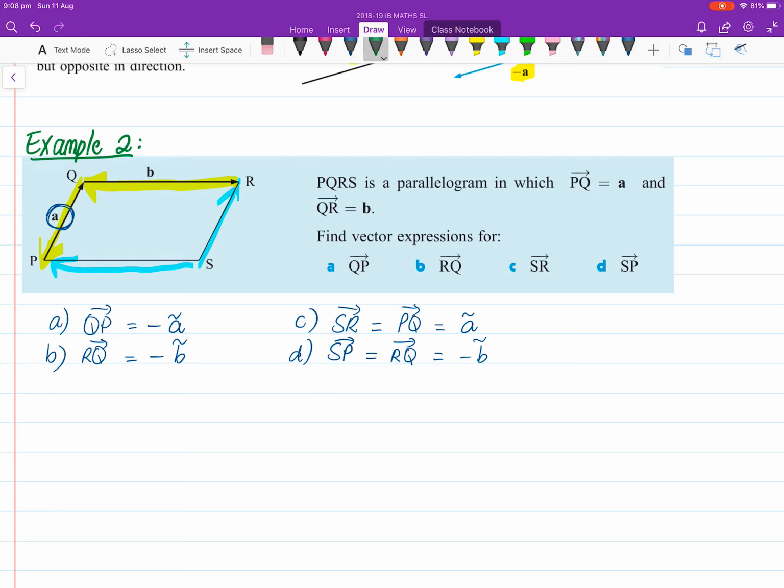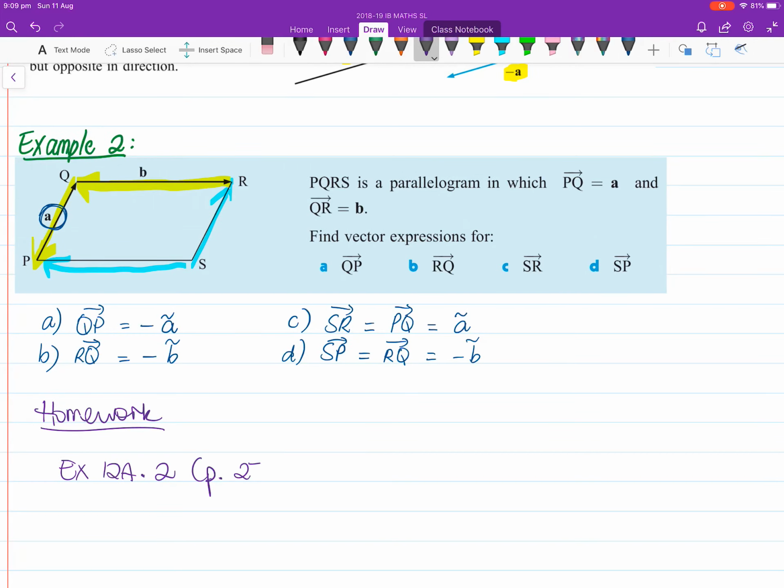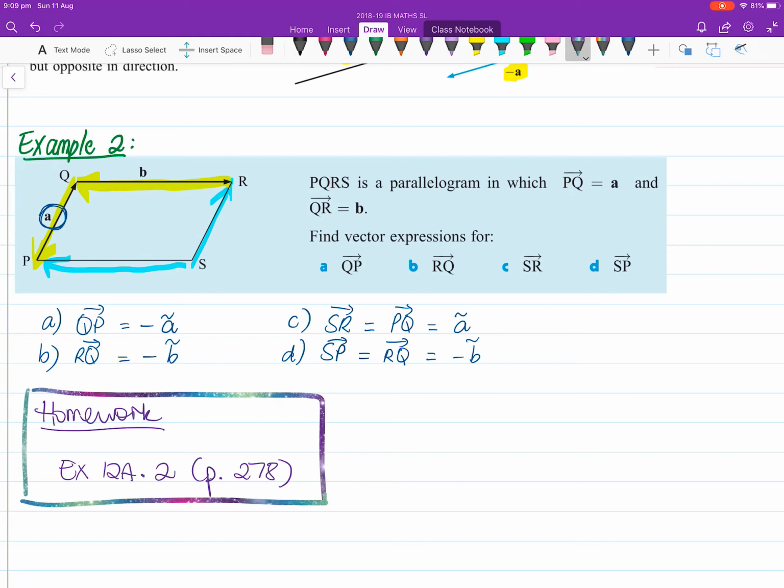Okay, and that is what you guys need to have a go at for exercise 12A.2. Please have a go, and let me know if you have any problems. Now that is on page 278 in your textbook. There we go.